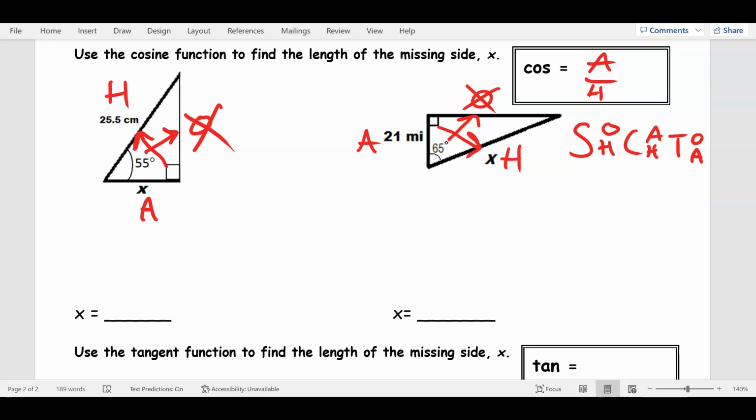You've got to use the one based on the side you have. Right, C for cosine. Here we go. Cosine, what's my angle? Anybody, what's my angle? 55? Yeah, cosine 55 equals what over what?